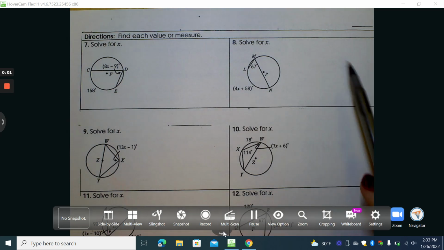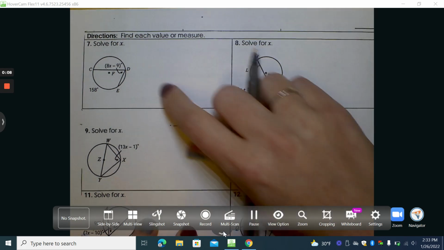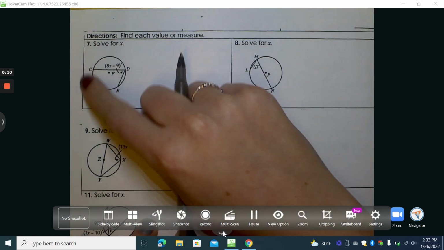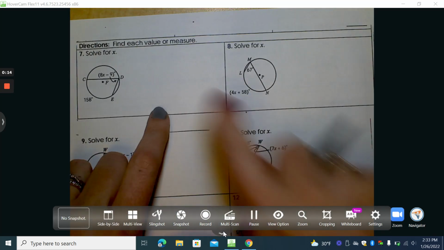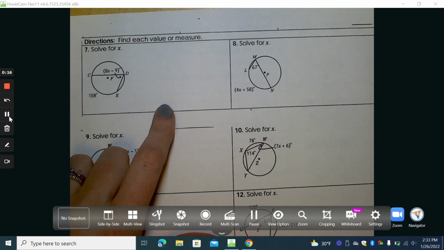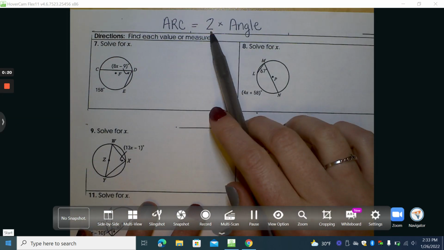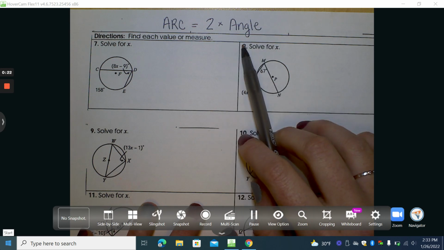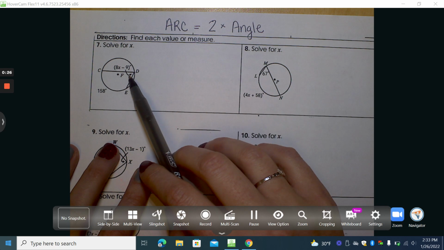All right, flip over the back side. We're going to set up a couple equations to solve for x, but we're still going to use that same idea that my angle is half the size of my arc, or in other words, my arc is double that of the angle. At the top of your page, let's go ahead and write down a quick phrase. My arc is going to equal 2 times my angle.